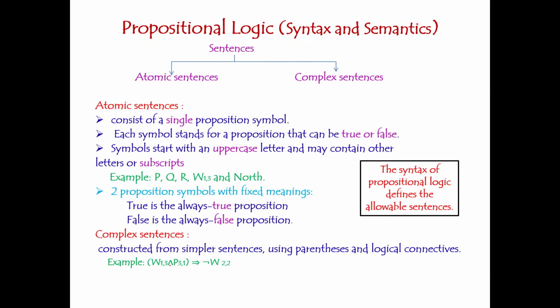We will be learning about these logical connectives shortly. Here I have also made use of the parenthesis. Implies negation W2,2. So I have used three atomic statements here. I have combined atomic statements to derive one more sentence. This we call a complex sentence.